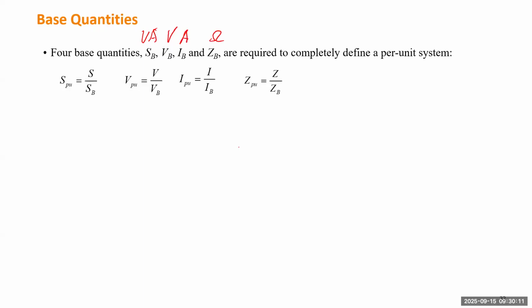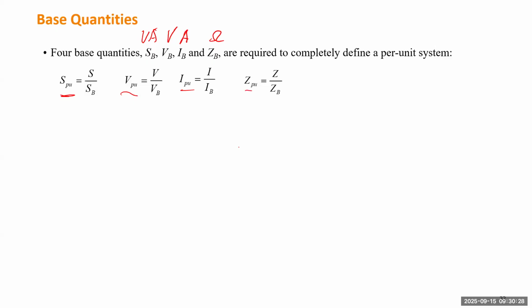Basically, there are 4 different units. So we need to define 4 different base quantities, and then for each, divide the actual value by the base quantity, so we can have per unit power, per unit voltage, per unit current, and per unit impedance.